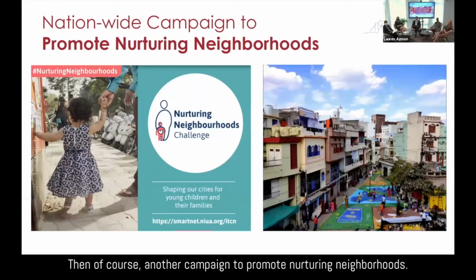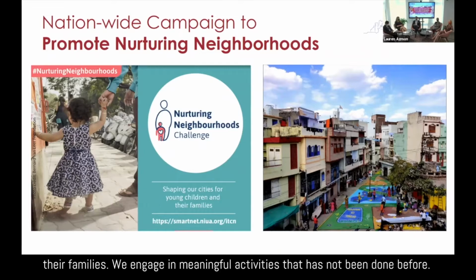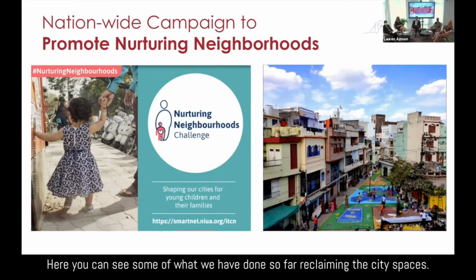And then, of course, another campaign to promote nurturing, reclaiming the spaces which have been lost, usually grounds in some places which are corners. So the community would like to do a lot of meaningful activity which have not been used so far. So those kinds of places are getting reclaimed in the cities. You can see one of those examples in the picture.